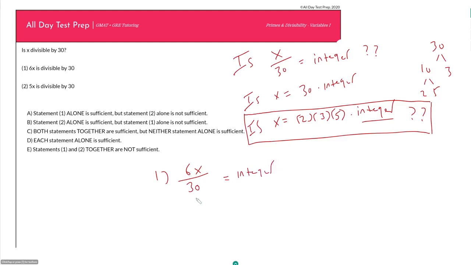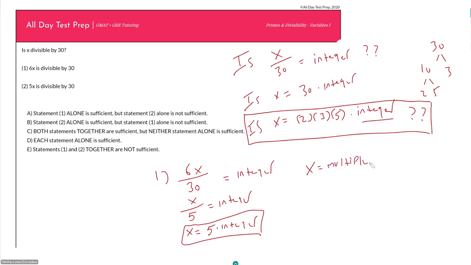So 6x over 30 is the same as x over 5. We simplify this. So x is equal to 5 times an integer, which is really just saying x is a multiple of 5, which is what this statement is telling us. Just because something is a multiple of 5 doesn't necessarily mean it's a multiple of 30. So we have our 5 here, but it doesn't tell us anything about whether we have our 3 and our 2. We could have our 3 and our 2, and they would come from this integer here, but we don't know that we have it.